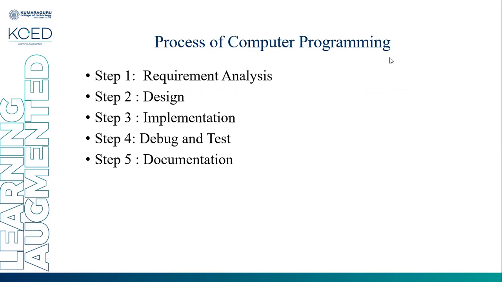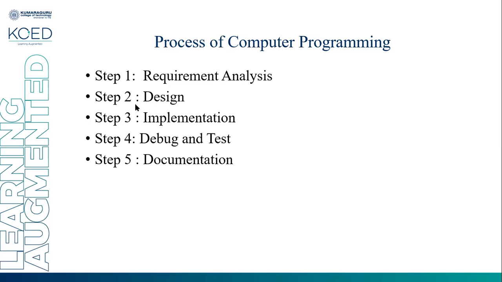The process of computer programming: the steps are given here, which contain 5 steps. Step 1, requirement analysis. Here we know what the client or user is going to use the program for, which is known as a requirement. We have to perform the requirement analysis: for what purpose we have to design the program, or what the requirements of the user are. Second, design. You will write your pseudocode or algorithm. That is known as design.